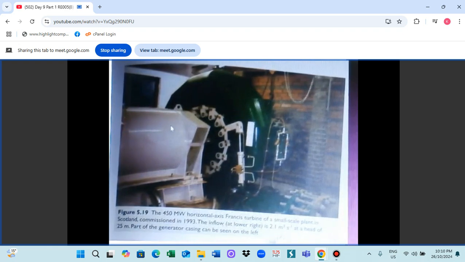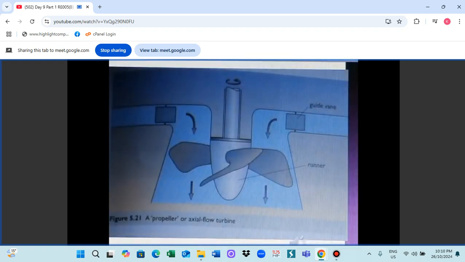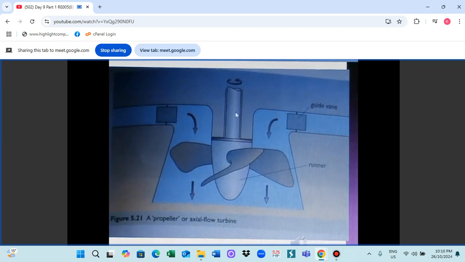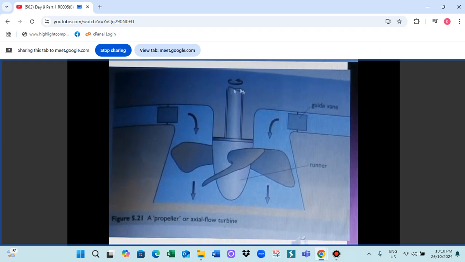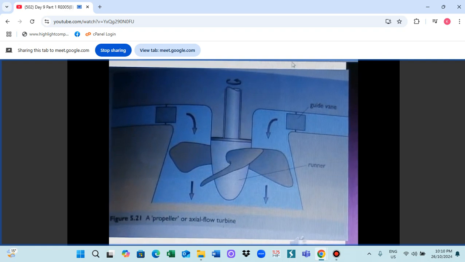So this is a construction of the hydro turbine. The hydro turbine and generators are shown in the diagrams. So the water flows into this turbine, this turbine will rotate together with the generator, and electricity is produced. The generator is connected by a shaft to the turbine.